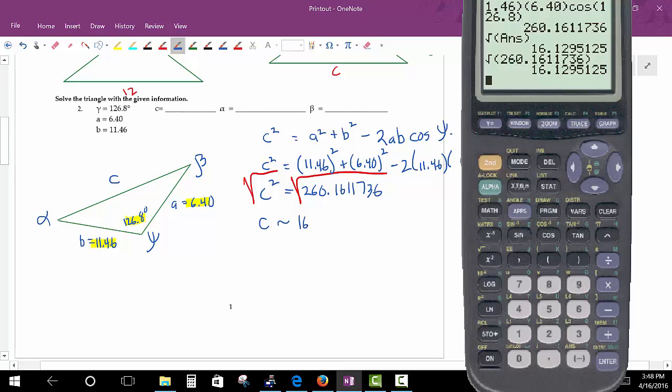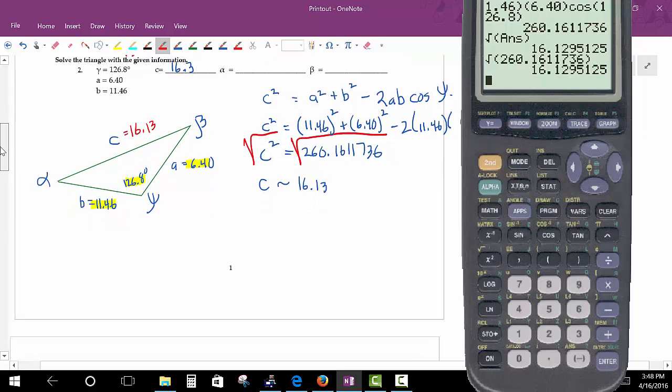So we're going to round that to 16.13, and then we'll have that recorded as one of the pieces we wanted to find in the problem. So I'm going to go to my triangle and write this in as 16.13, then we'll move on.